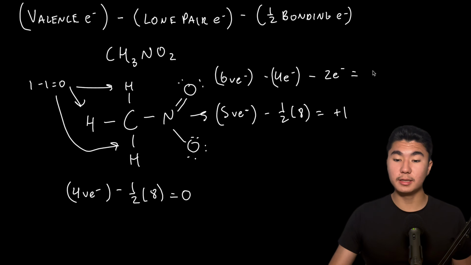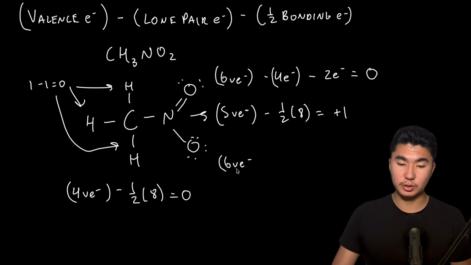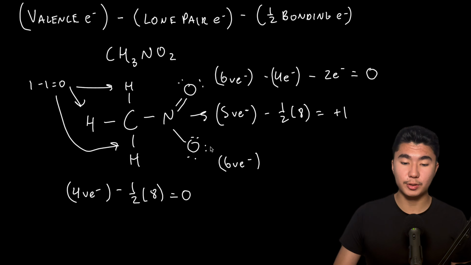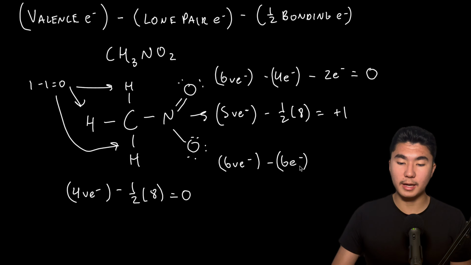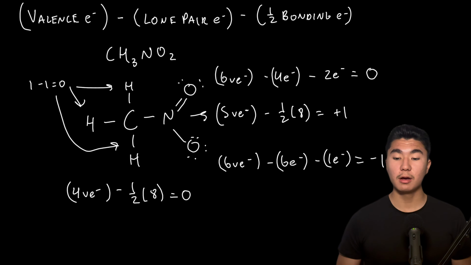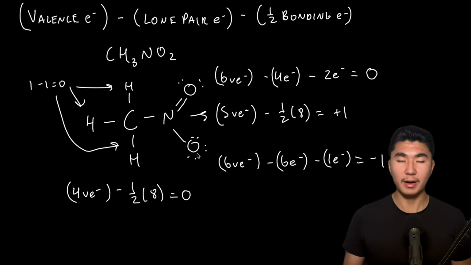And this results in a 0 formal charge. Now let's look at this oxygen over here. Like we said, we're given 6 valence electrons, but over here, our lone pair electrons, we have 1, 2, 3, 4, 5, 6. We have 6 lone pair electrons, and half of this bonding electron is just 1 electron. So this is minus 1 electron, which gives us a negative 1 charge as a formal charge. So our formal charge for oxygen over here is going to be minus 1.